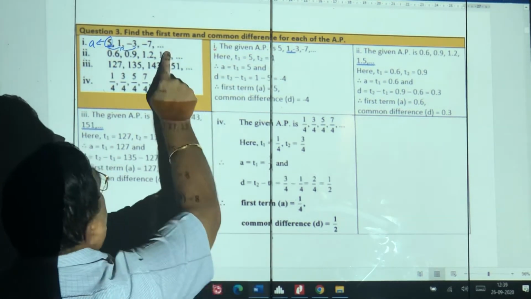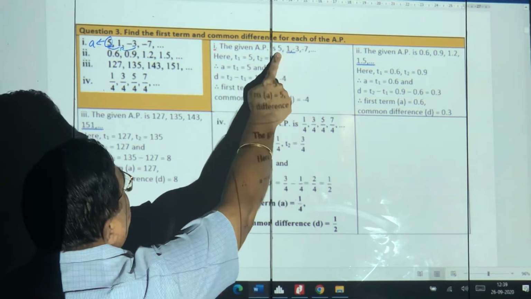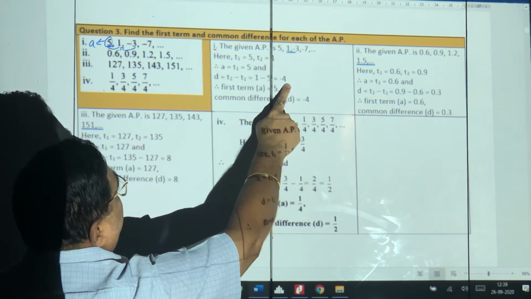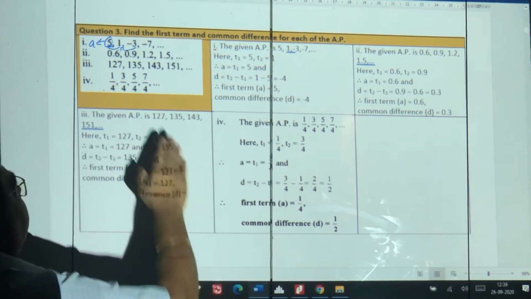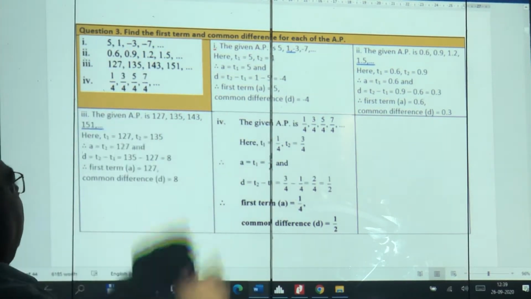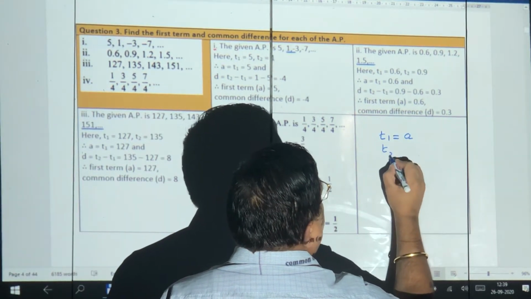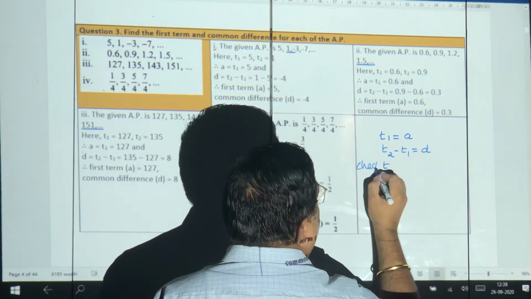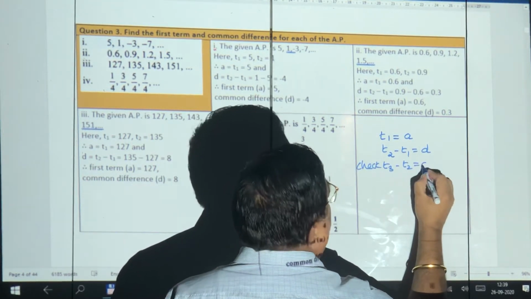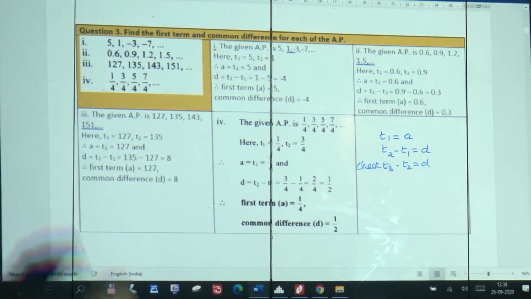So here, for the sum, 5 is there. Second minus first will give me difference of minus 4. So answer: A is 5 and difference is minus 4. So this is it, my friends. Again I remind you, first term is A and second minus first will give you difference. Please check. For checking, third minus second should be the same. If not, you are making some mistake. If they have told you it is an AP, it has to be same. It cannot be anything else, my friends.